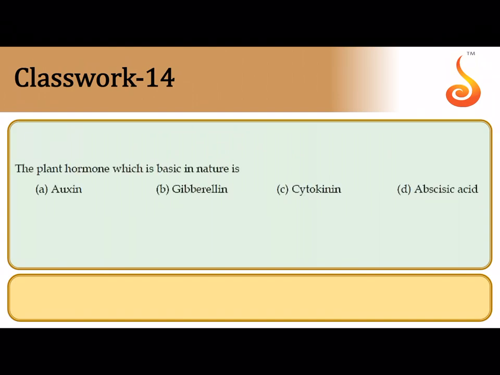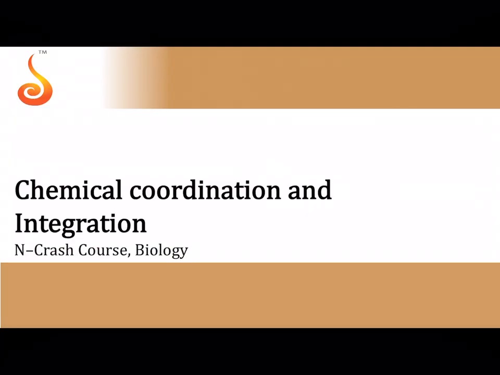The plant hormone which is basic in nature is cytokinin. This is a very important thing. The acidic plant hormone is gibberellin or gibberellic acid. However, the plant hormone which is basic, please remember, is cytokinin. So that completes the discussion of plant growth and development.